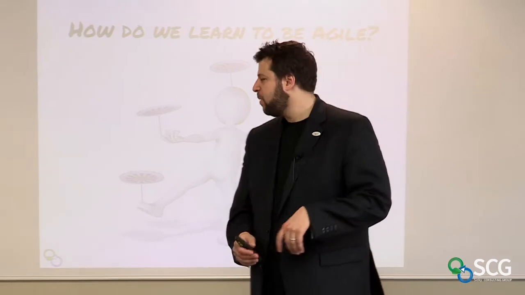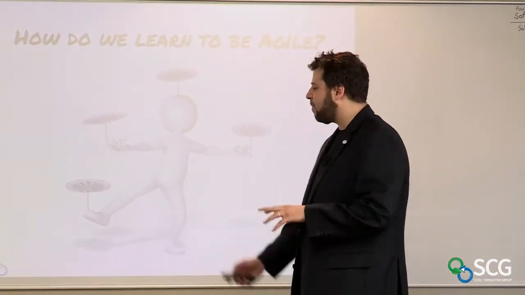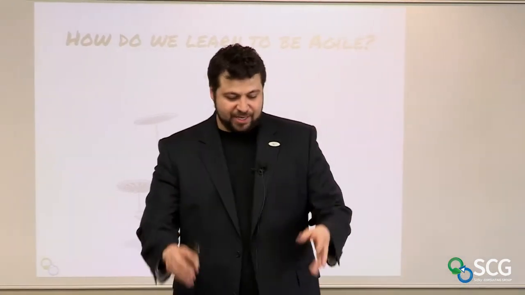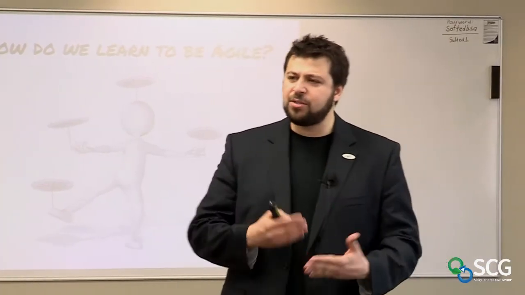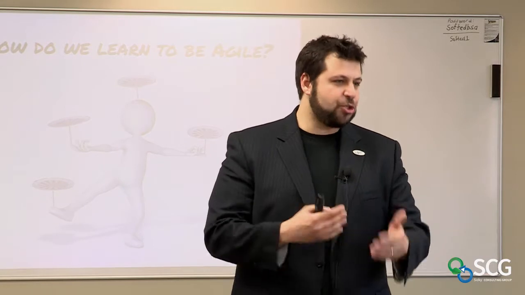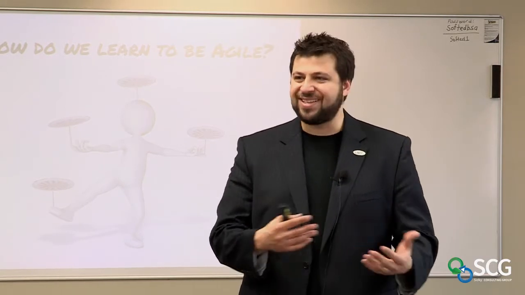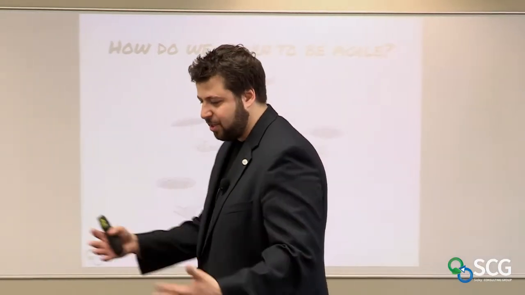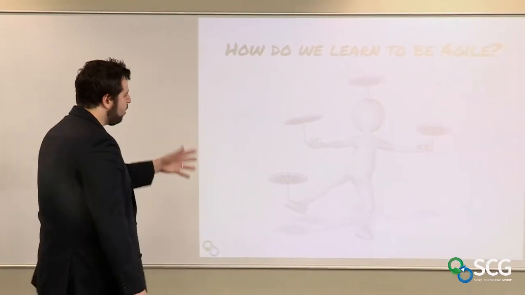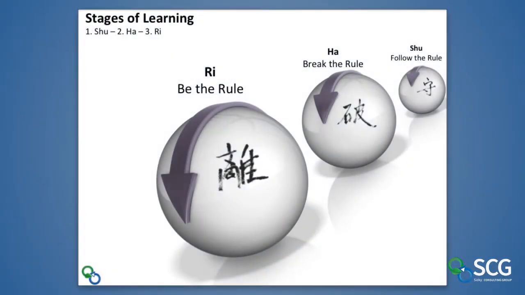So when we talk about the term agile for the rest of the course, what I want to really focus on is the English term agile, which means flexibility, or agility, being able to navigate different constraints. So how do we learn how to be agile? I'm going to use this model called Shu-Ha-Ri. Shu-Ha-Ri comes from the martial art of Aikido.